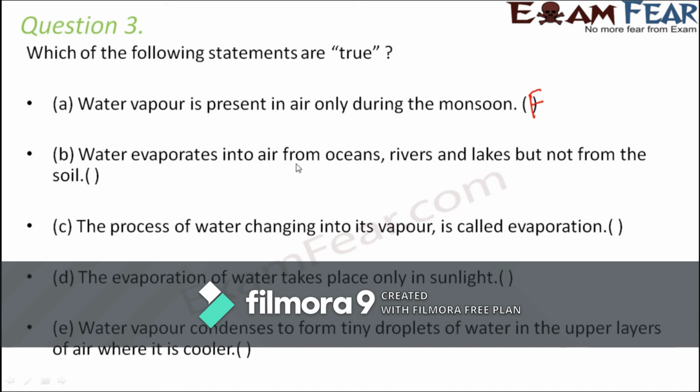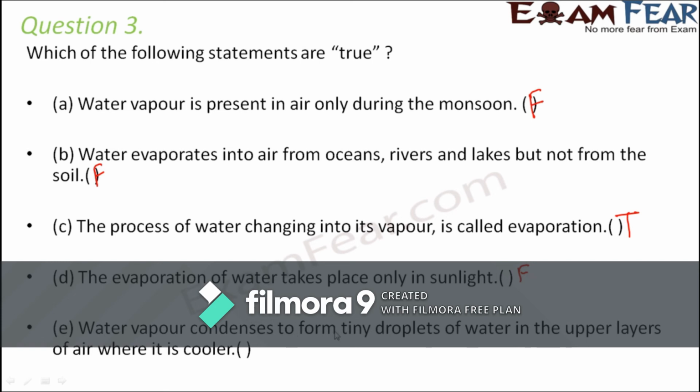Water evaporates into air from oceans, rivers and lakes, but not from the soil. That is again false. Water can evaporate from any surface, be it oceans or soil or anything. The process of water changing into its vapor is called evaporation. Yes, that's true. Evaporation of water takes place only in sunlight. That is again false, because we performed an experiment to show that even in absence of sunlight, water can get converted to water vapor. It is just that the rate of evaporation will be a little slower.